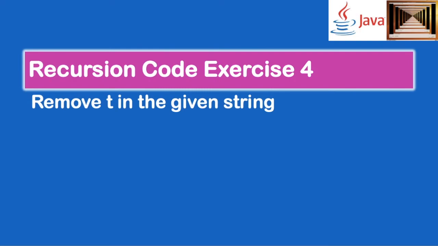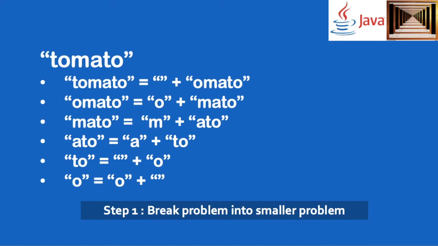Remove t in the given string. So we have been given a string, say tomato, and we want to remove t from that string. So tomato would be, the first character is t, so it's an empty string, plus omato. Similarly, omato will be o, because that's not t, plus mato, and so on. So we can see this pattern here.